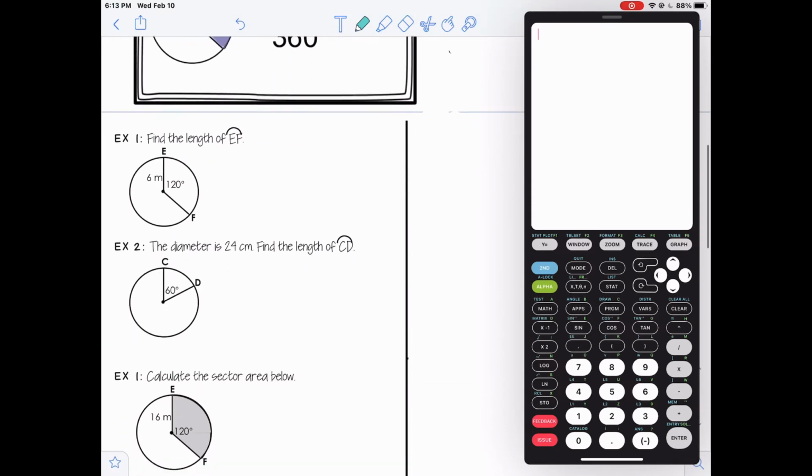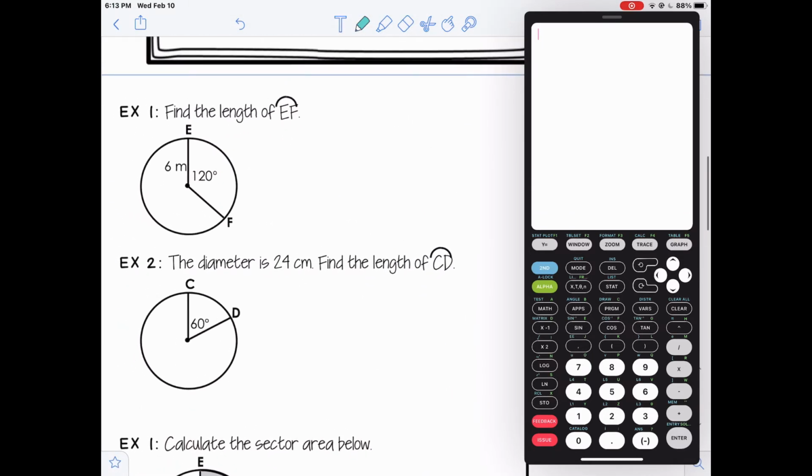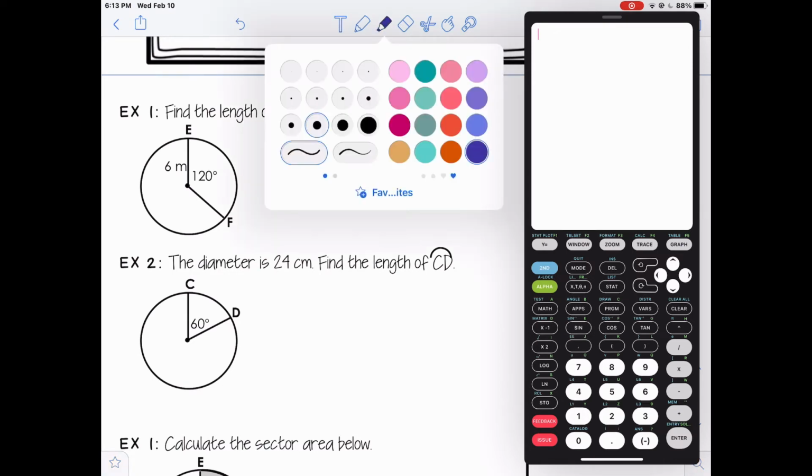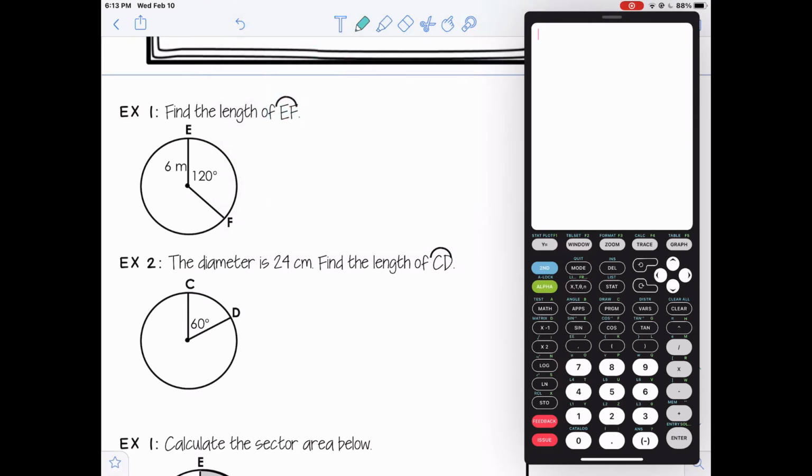First, let's try out an arc length problem together. I'm looking at example number 1 first, where we want to find the length of arc EV. Okay, so arcs are annotated with this little curve on top that we see here when we see them in writing, and that just tells us the endpoints of the arc. So this arc EV would go from E to, why do I keep saying V? I mean F. EF.